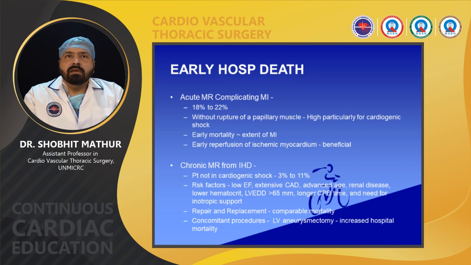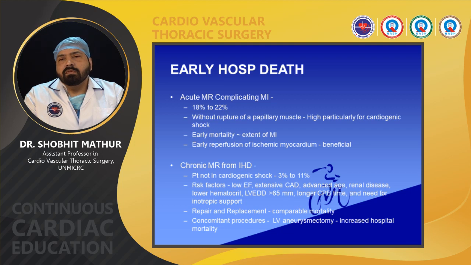In cases of chronic MR from IHD, in patients who are not in cardiogenic shock, the mortality is 3 to 11%. Risk factors for mortality in chronic MR cases are low ejection fraction, extensive MI, advanced age, renal disease, lower hematocrit, left ventricular end diastolic diameter more than 65 mm. This dimension has to be remembered. We will keep talking about this dimension in this presentation. Other risk factors are longer CPB time and need for inotropic support.